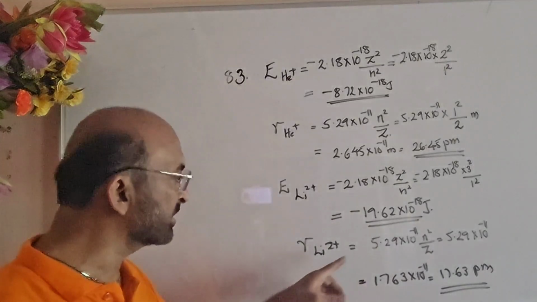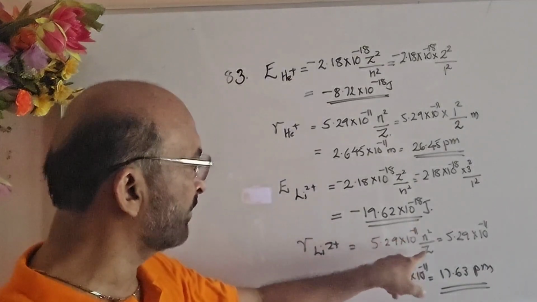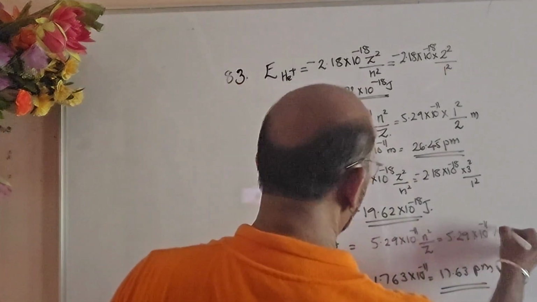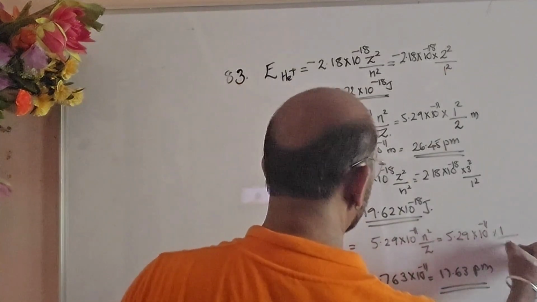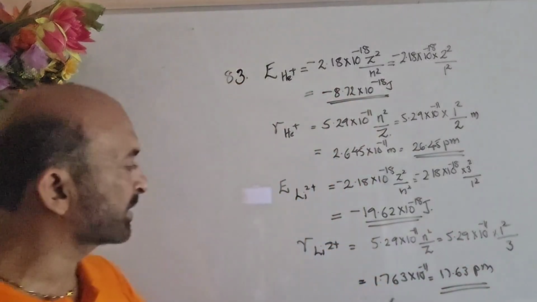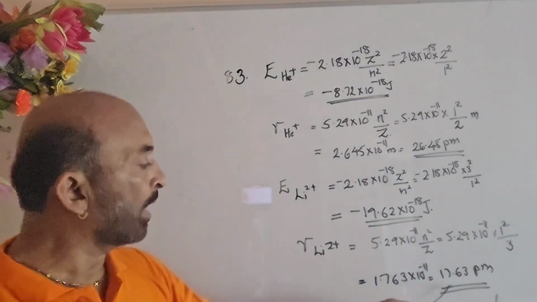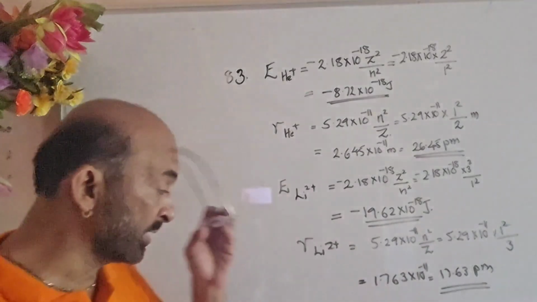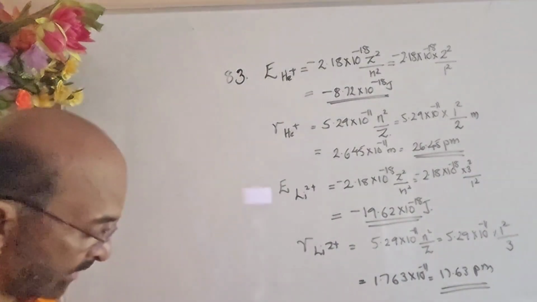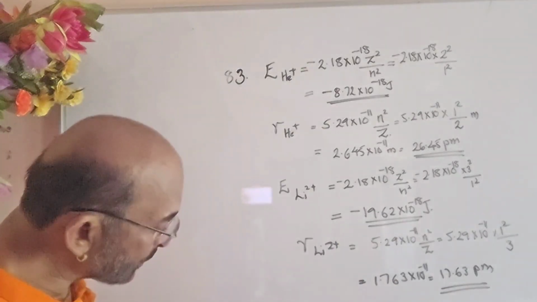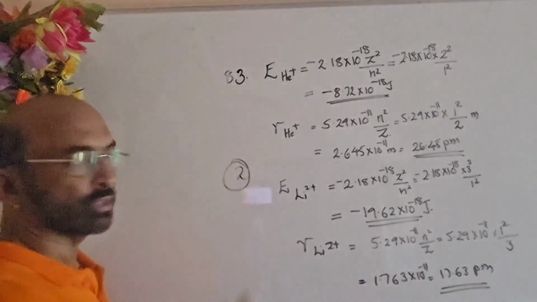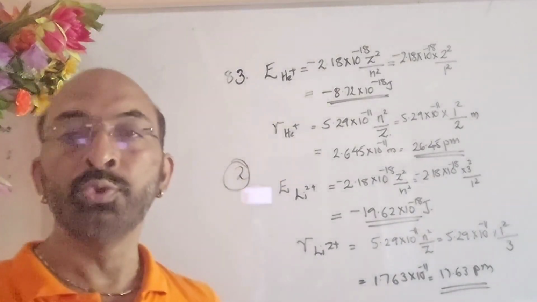And to find the radius, 5.29 into 10 to the minus 11 n square by Z. Here n is again 1 and Z is 3, 1 square by 3. So you get 1.763 into 10 to the minus 11, multiply with 10 to the 12, you get 17.63. And these set of answers are provided for option 2, so option 2 is your answer here. Question number 83, answer is 2.